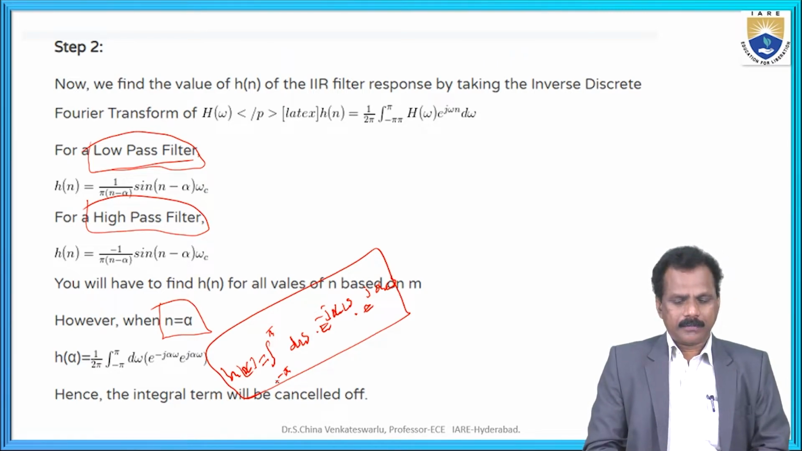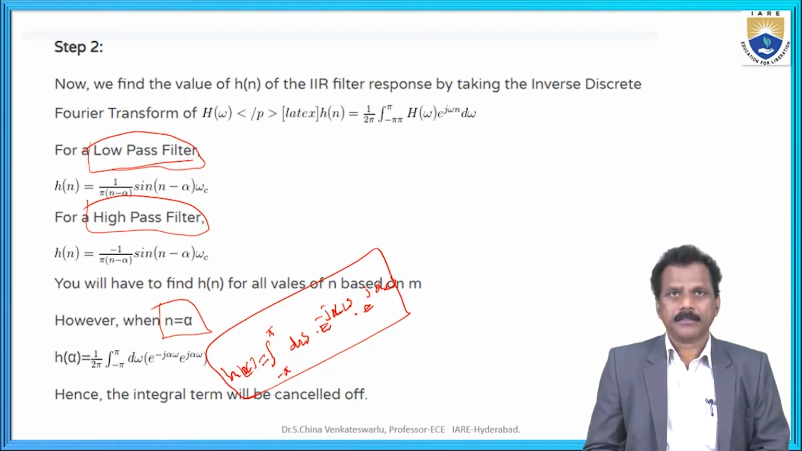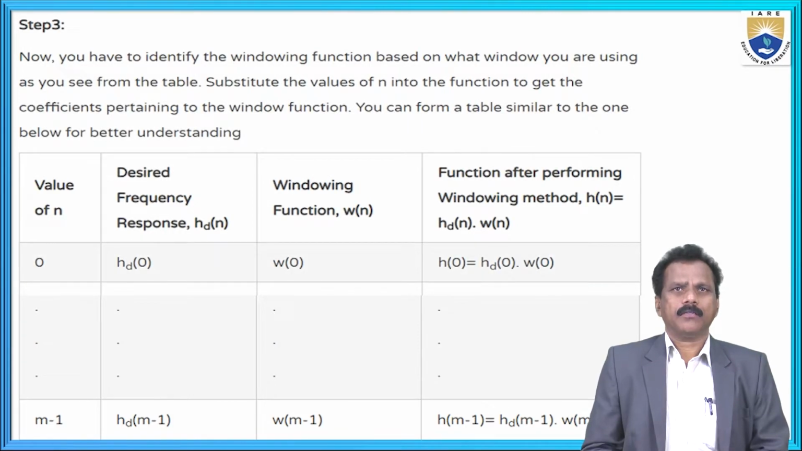Hence the integral term will be cancelled off if you are following like this. Next step, step number 3. Now we have to identify the windowing function based on what window you are using.